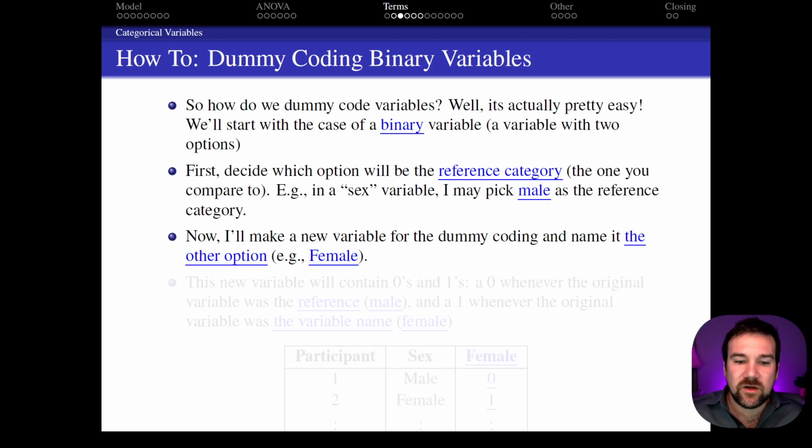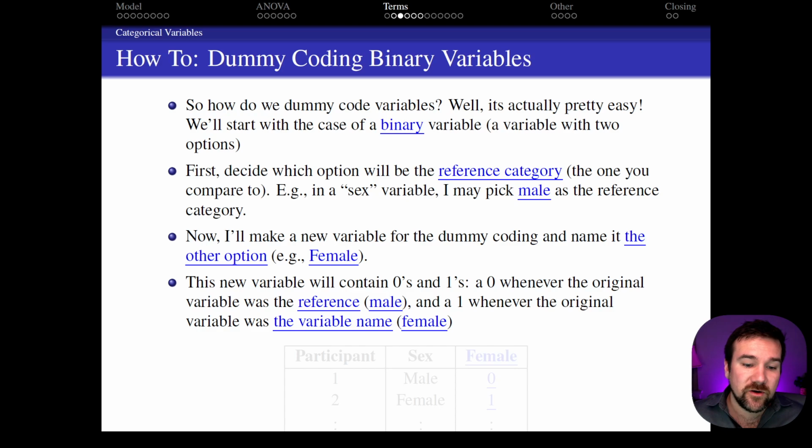What I'll do then is I'll make a new variable for the dummy coded categorical variable, and I'll name it the other option. So if male is my reference category, the new variable's name is going to be female. And in this new variable, it's going to contain ones and zeros. It's going to contain a 1 whenever that particular participant is female in this particular case, and it's going to contain a 0 whenever they're not.